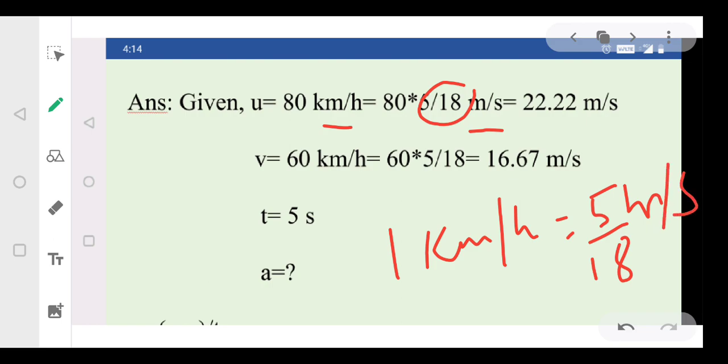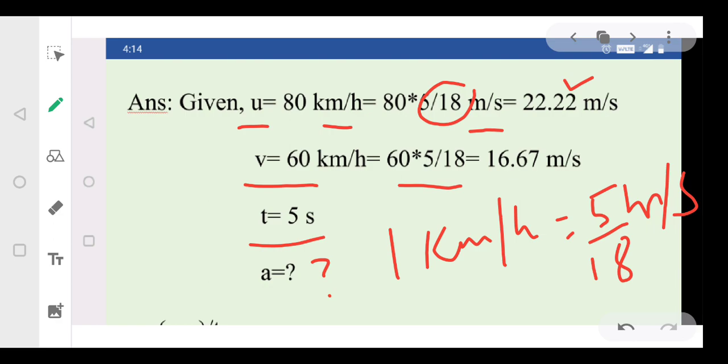So initial speed 80 km per hour is equal to 80 into 5 by 18. It will come out to be 22.22 meter per second. Final speed is 60 km per hour. So we will again multiply this by 5 by 18 and will get 16.67 meter per second. Time taken is 5 seconds. We have to find what is acceleration.